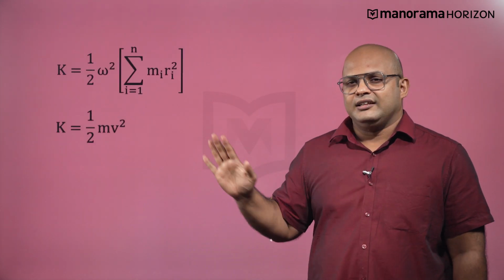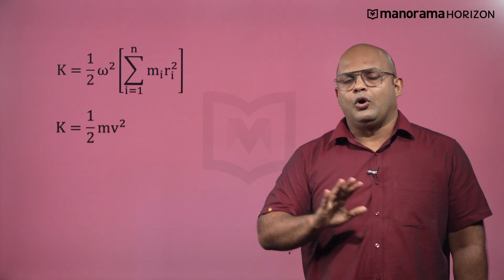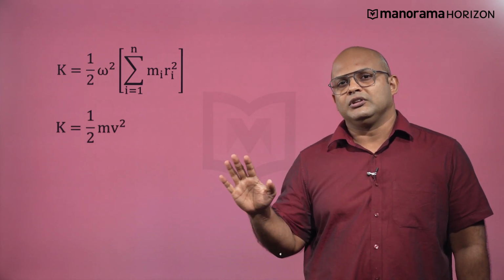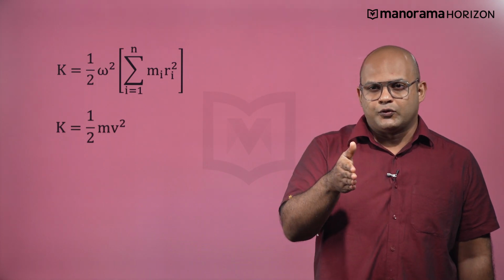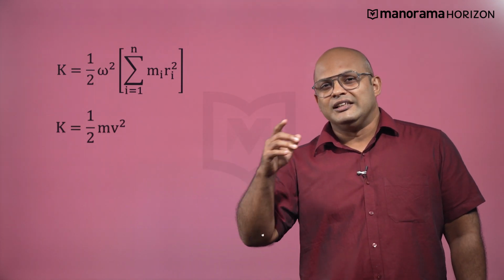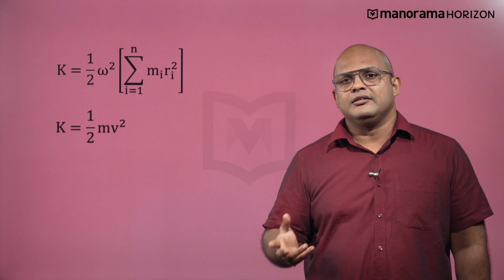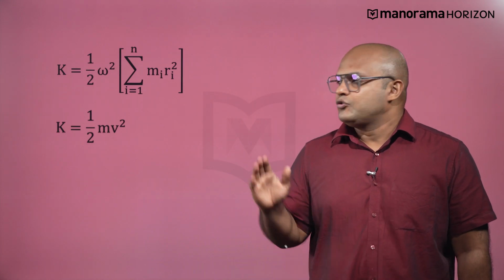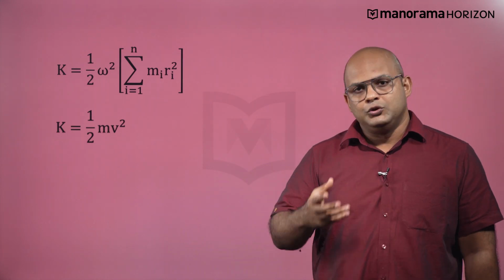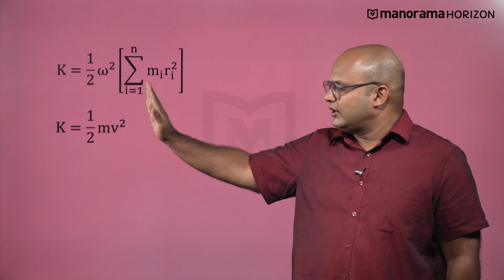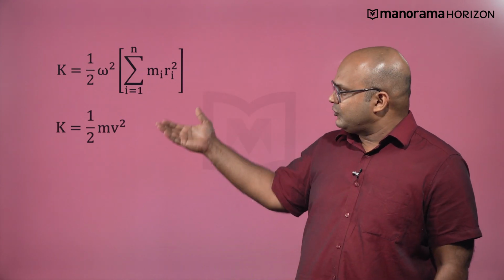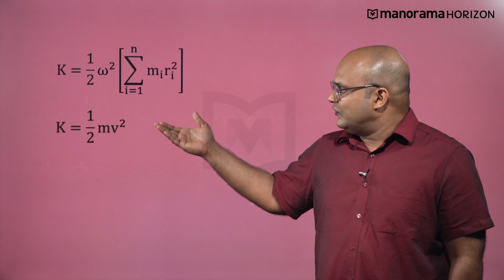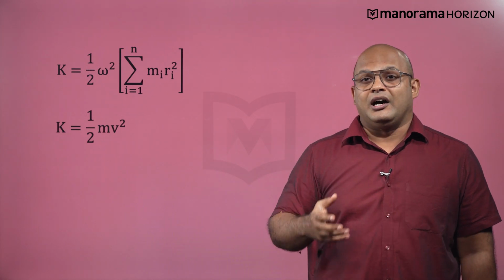Here we understand that omega is common to all the particles and it is the same for all the particles. It doesn't matter if the particle is close to the axis of rotation or far away, the angular speed for all the particles will be the same. So we can take omega as common to all these particles and take it out, and we can leave the rest inside. So if we compare this with the formula for kinetic energy, v square and omega square are analogues of each other.